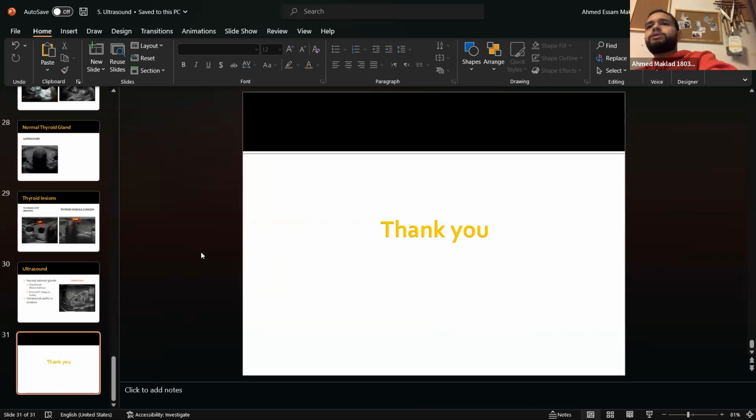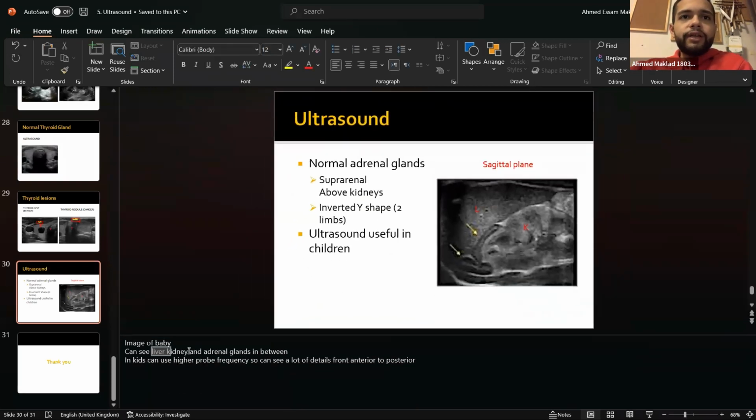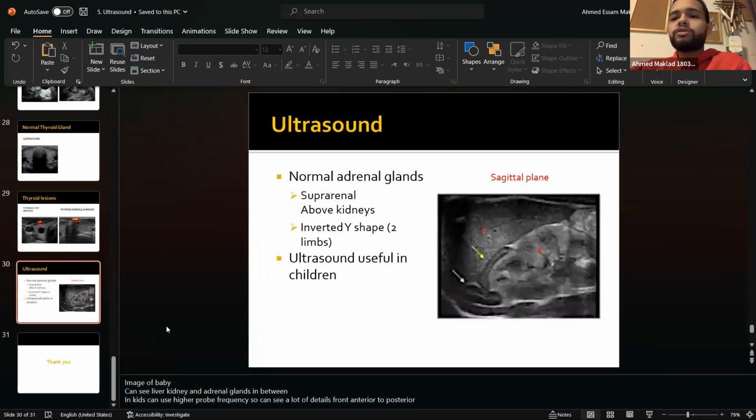And we're done. Any questions about the ultrasounds? Why is it black? I'm not sure, honestly. No, not really sure. Sorry about that. Let's read the... Can see liver and kidney and adrenal glands in between. The kid usually has higher probe frequency. You can see all details anterior and posterior. Yeah, it doesn't really show. I'm sorry. All right.